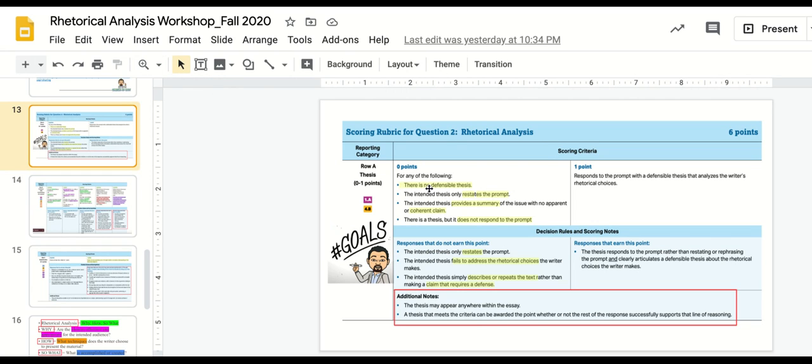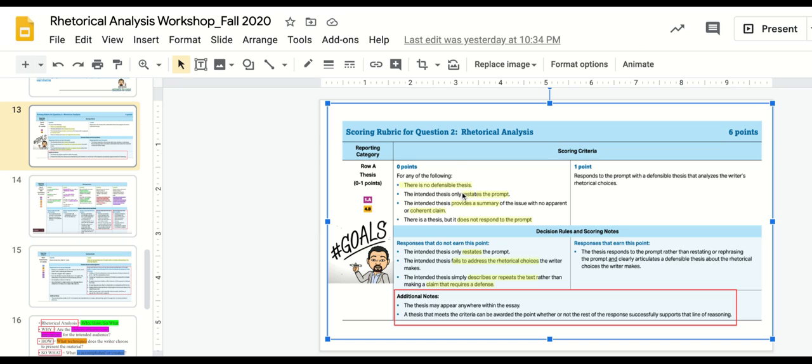Okay, so this is the scoring criteria for the rhetorical analysis. You can earn up to 6 points for each of the essays for the AP exam, 0 being the lowest, 6 being the highest. Okay, so this is broken down into specific reporting categories. This is the rubric that the AP scoring panel is going to use when they read and score your essay. So I will be using the same exact rubric for whatever rhetorical analysis essays you produce for class this year. So the first part talks about the thesis statement.